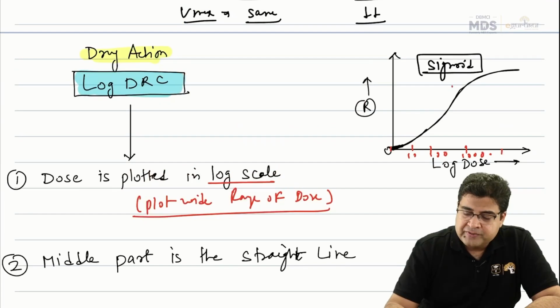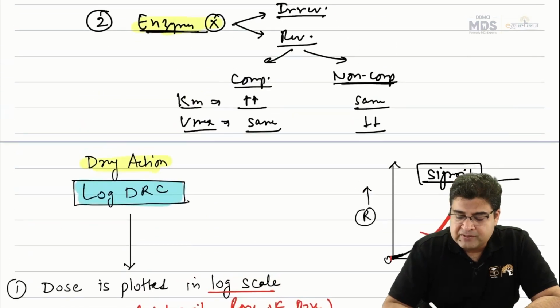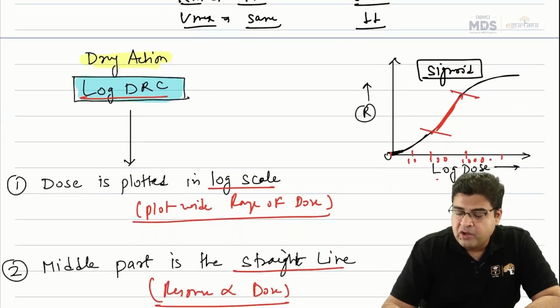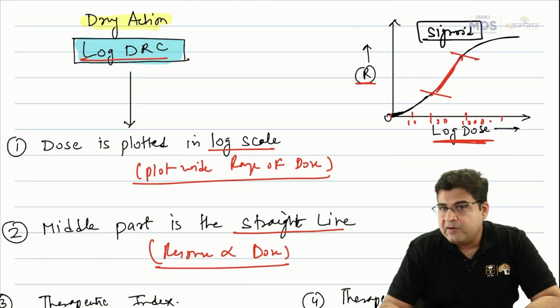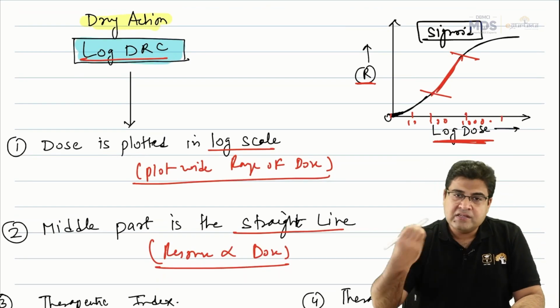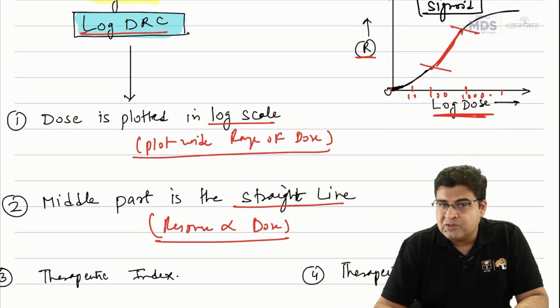Now the middle part of this graph is a straight line. Because the middle part is a straight line, in this region the response of the medicine is directly proportional to the medicine dose. So this is a dose response curve, the log DRC. On the x-axis we have taken the dose, on the y-axis we have the response. In the middle part, when we increase the dose on the x-axis, the response will increase to the same extent. This is the beauty of the straight line, so calculation is very easy in this part.